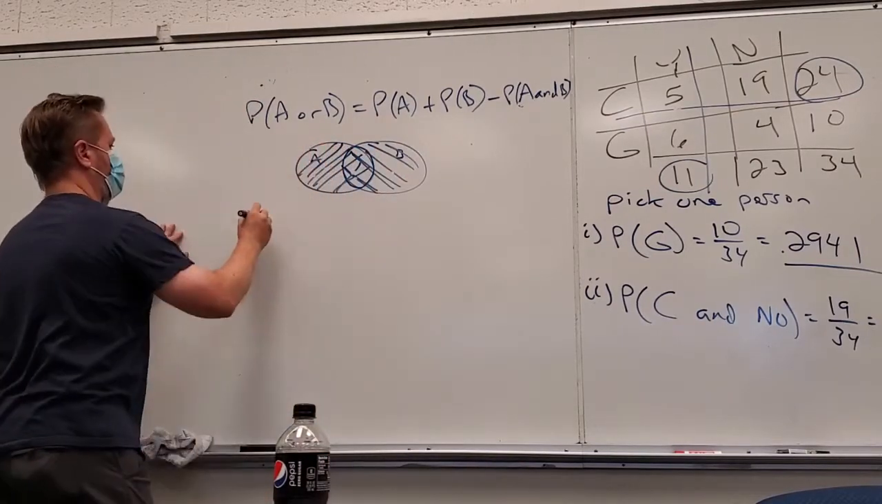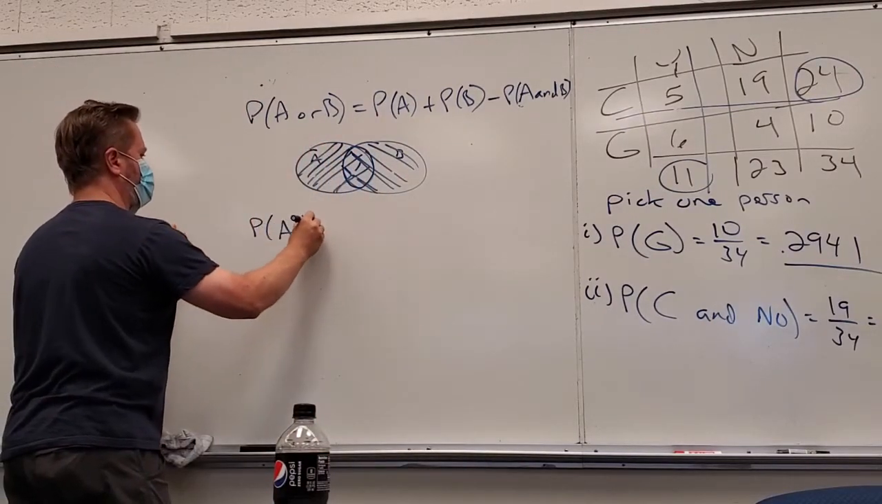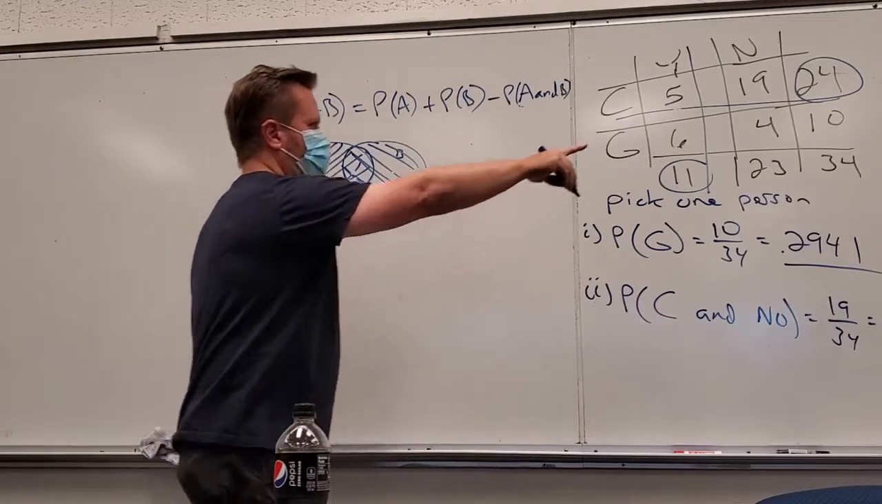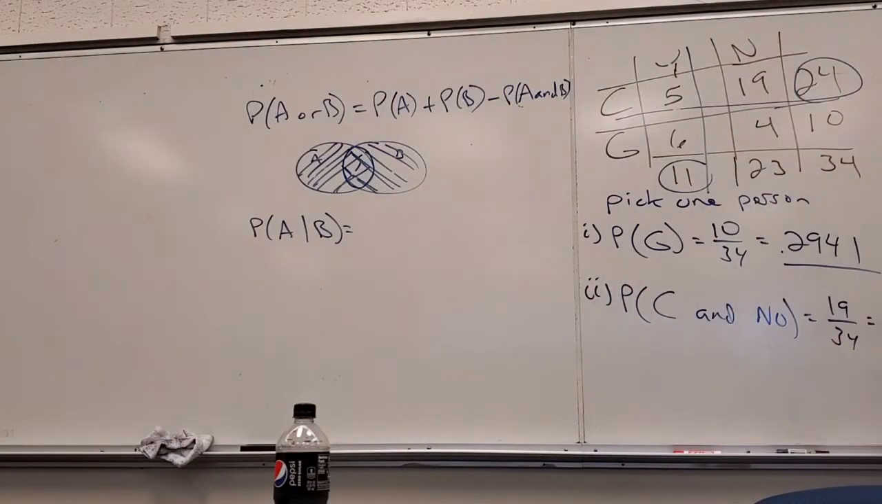And then, probability of A given B. We look at the given. Where did 6 come from?